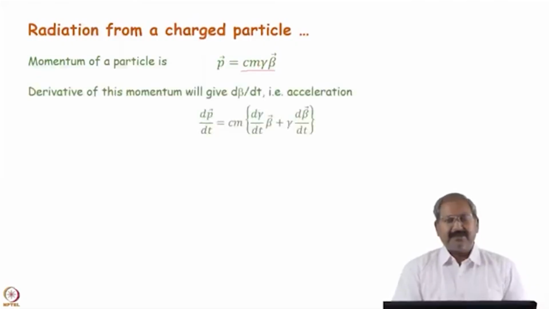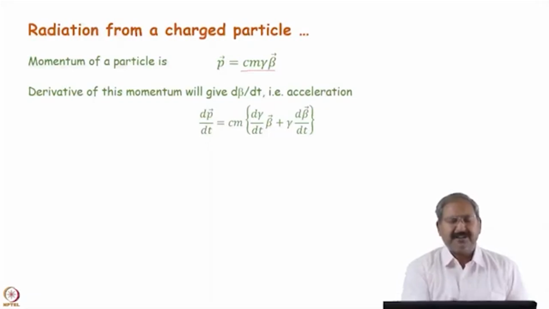where beta c is the velocity and m gamma is the mass with the relativistic gamma factor. Now if we take the derivative of this momentum, we will get d beta by dt, that is, the acceleration, because dp by dt from Newtonian mechanics is the force, and force is directly proportional to acceleration. So we will get acceleration using this relation.